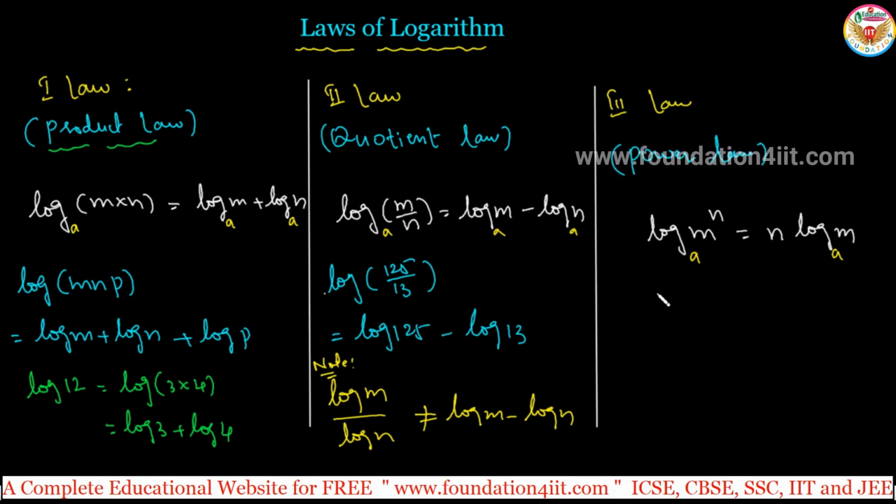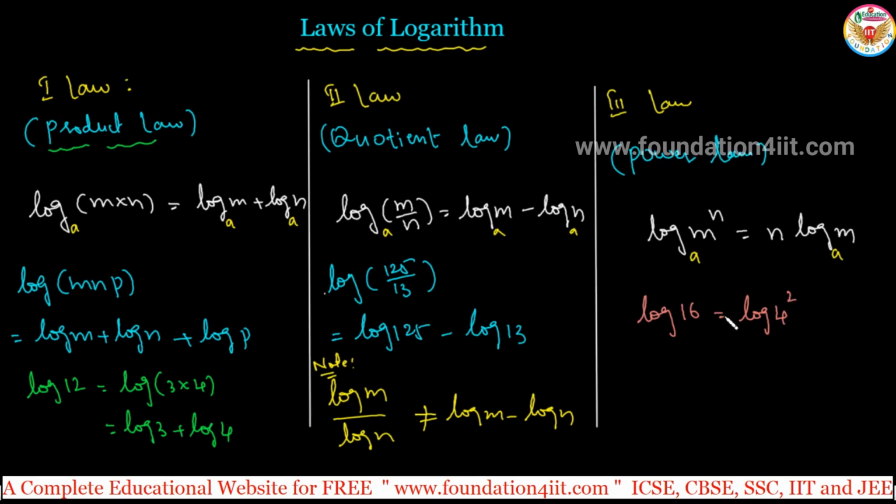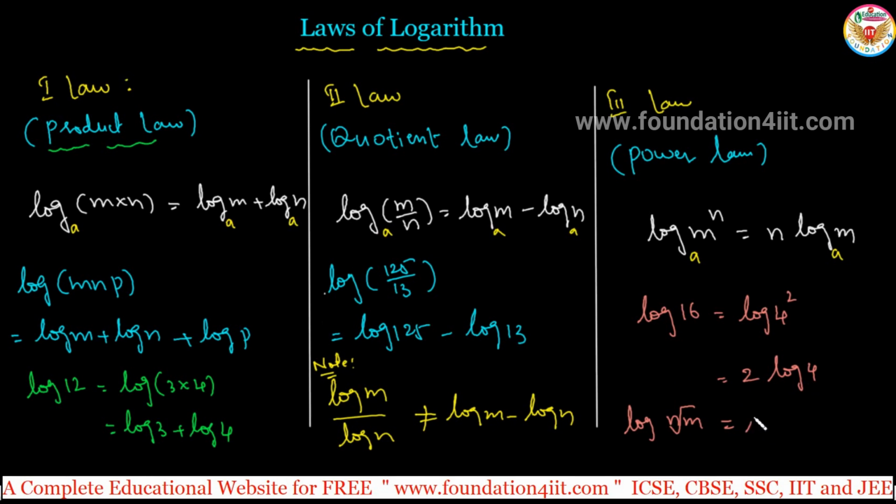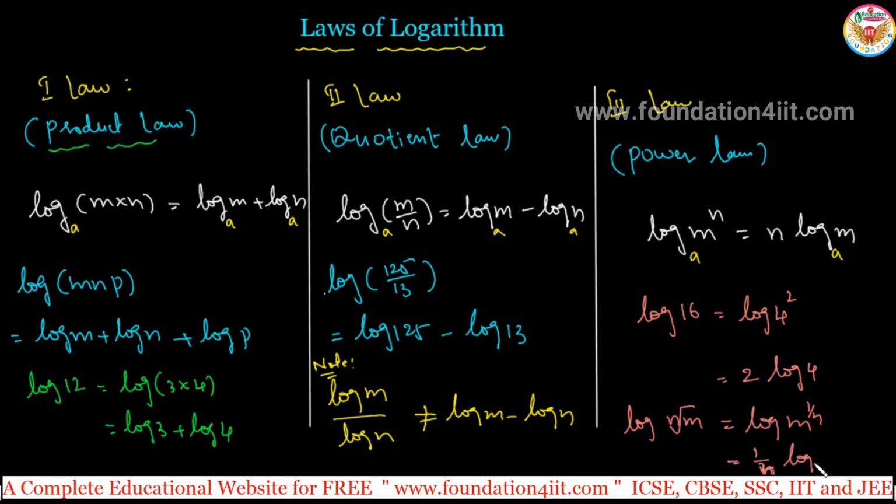Let us take an example. Log 16: I can write it as log 4 to the power 2, since 16 is 4 to the power 2, right? This you can write as 2 log 4. The power you can make as a product with the log value. Anything you can use the same way; whatever the power is, you can bring it to the front. Like log of nth root of m: I can write this as log m to the power 1 by n, so 1 by n comes in front as 1 by n times log m.